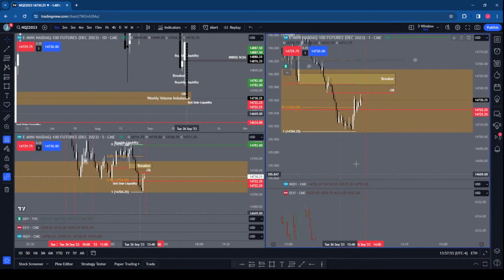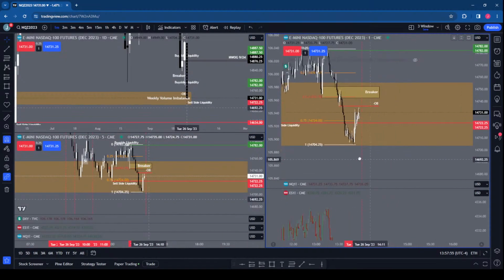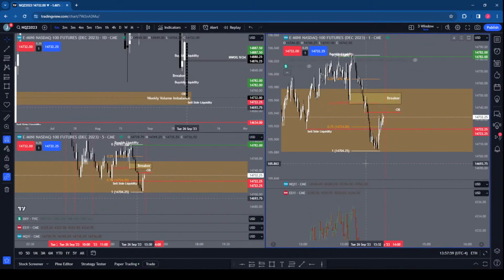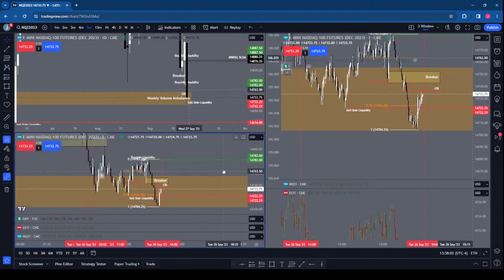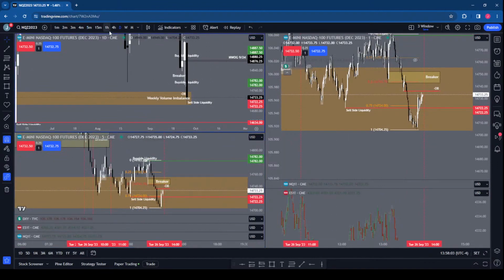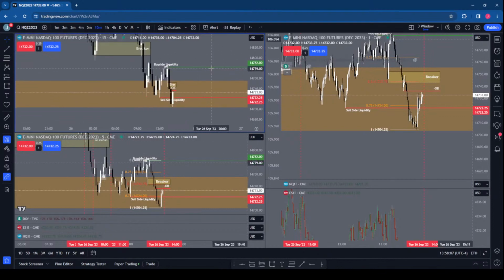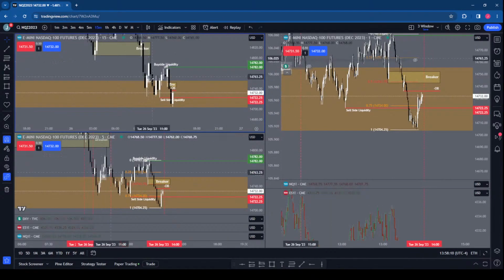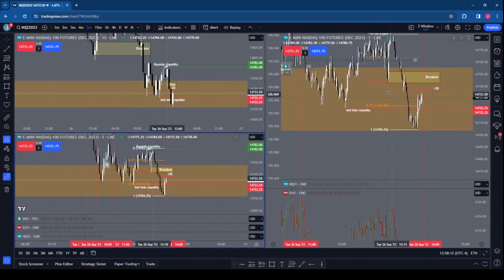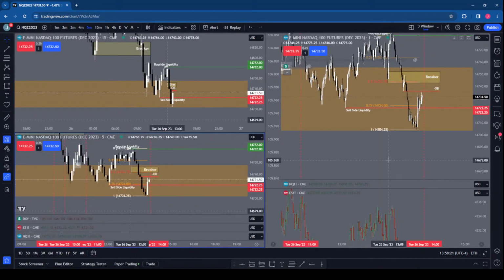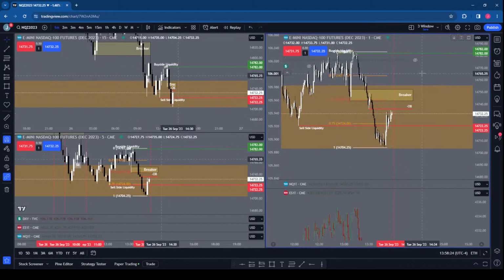I would have liked it if we had a more obvious target to the downside as a draw on liquidity. As you can see, our range. So in the 15-minute, we've kind of been chopping around, and this run below the sell side took a lot of equal lows. So sell side liquidity has been purged. So we're going to wait and see.